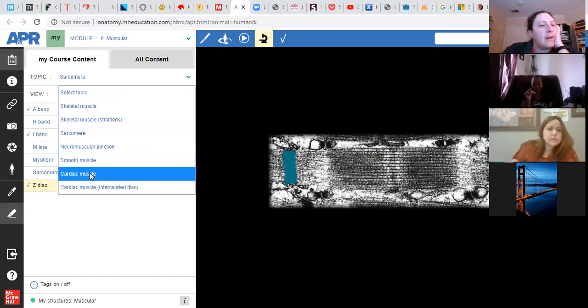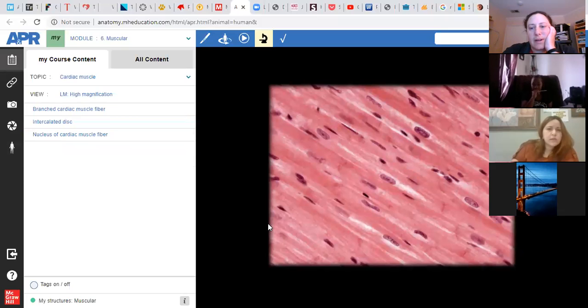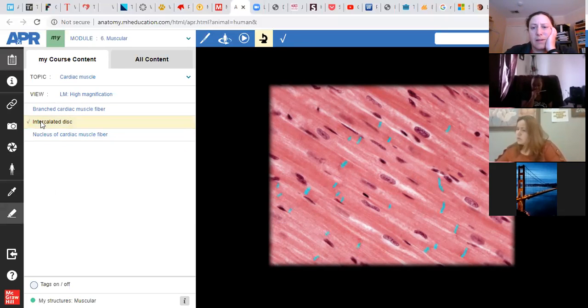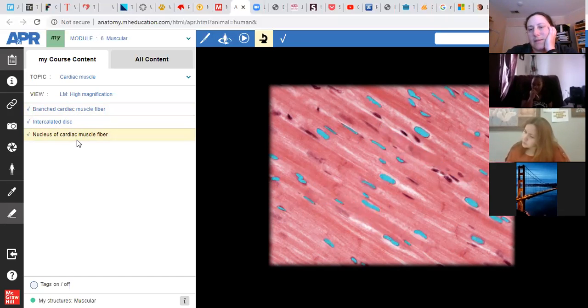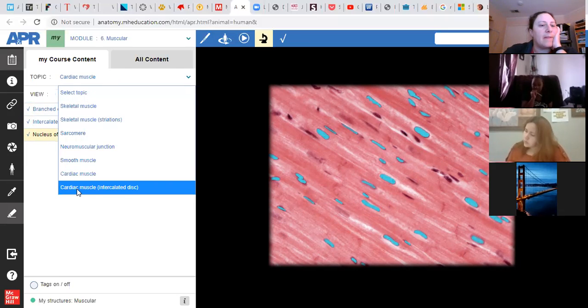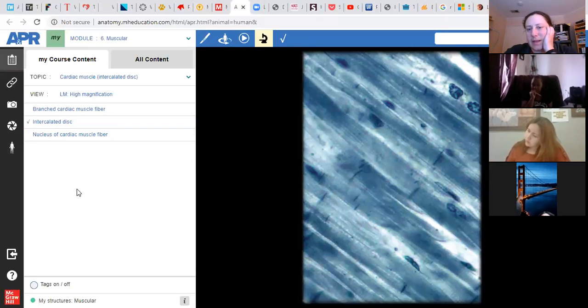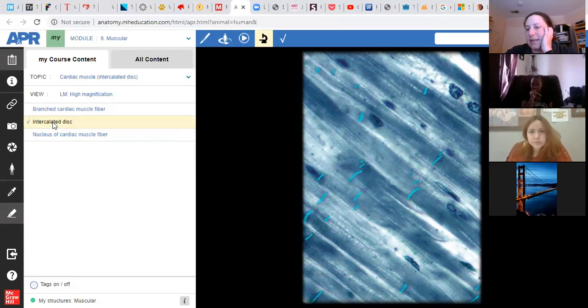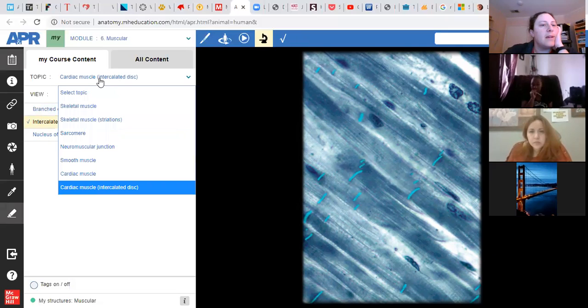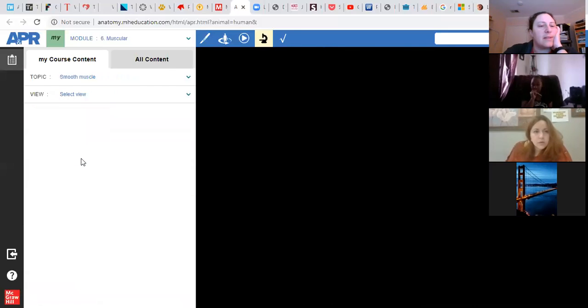But anyway, so we've got cardiac muscle, for example, and highlighting the intercalated discs and kind of showing you the branching nature. And it's good to know the nuclei, I guess. And then there's the blue one, just like we had in lab as well. So the point of this one is, of course, to highlight the intercalated discs. And then we can look at things like the smooth muscle.